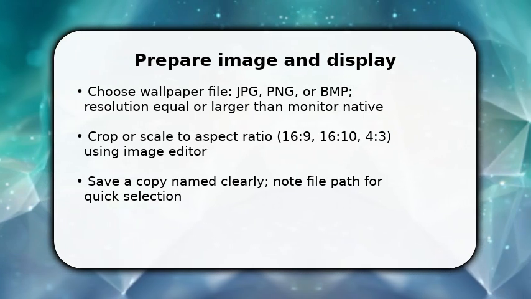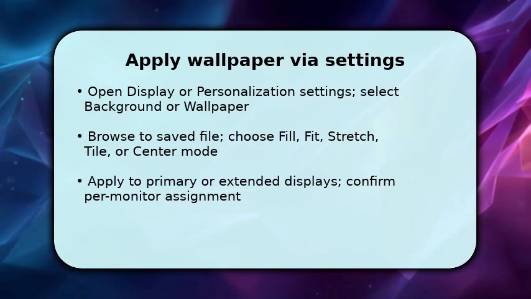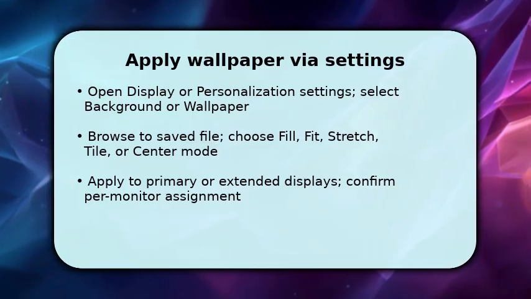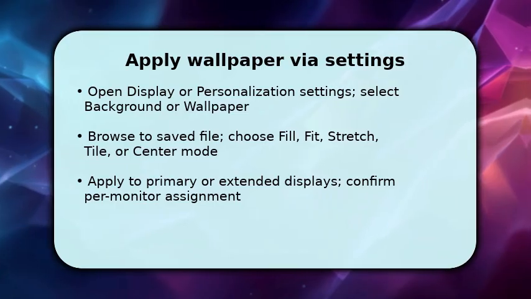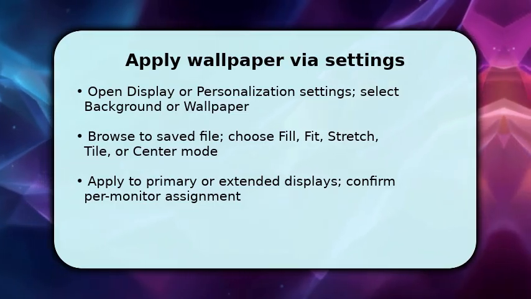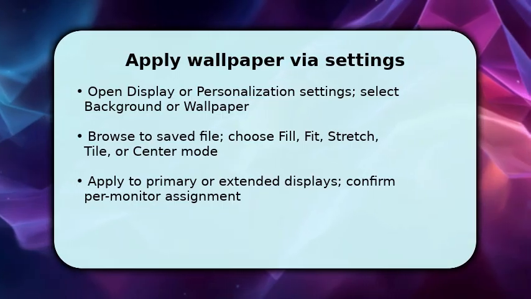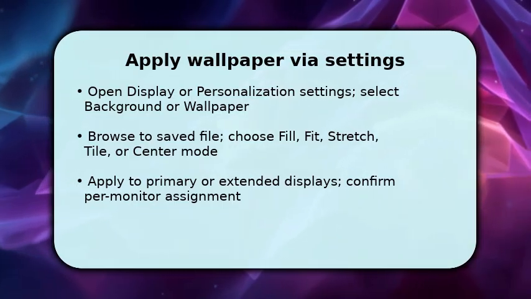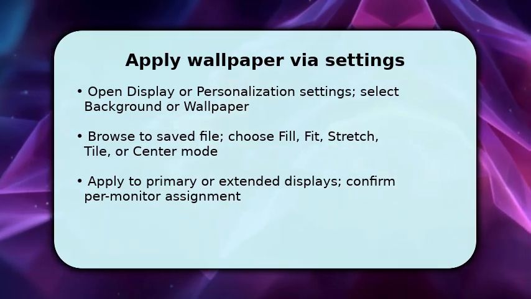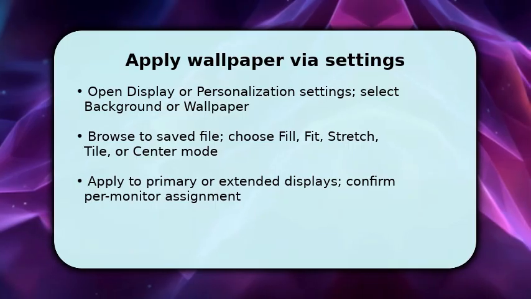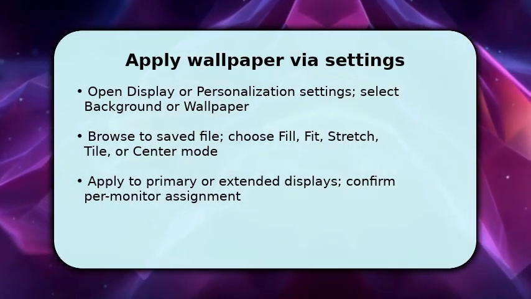You now apply the wallpaper through System Settings. Open Personalization or Display Settings and choose Background or Wallpaper, then browse to the folder where you saved the image. Select the image and pick a display mode, Fill for full coverage, Fit to preserve whole image, or Center for exact placement. If you use multiple monitors, assign the image to the primary or a specific screen. Adjust modes and reselect if edges crop or black bars appear, making small changes until it looks right.